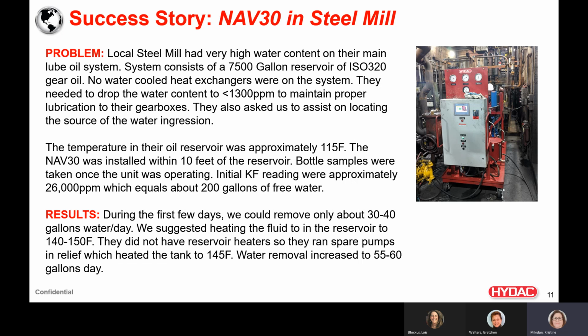They were not able to drain that free water off the bottom of the tank. So during the first few days, we noticed we could only remove about 30 to 40 gallons of water per day. Our heater on our unit was just not able to heat that 7,500 gallon reservoir up to the temperature for optimal water removal. The customer did not have heaters in the reservoir, so what we did was we ran spare pumps in relief. We got the tank heated up to 145 degrees. The water removal increased to 55 to 60 gallons per day. So as you can imagine, the water was just pouring out of the sump.